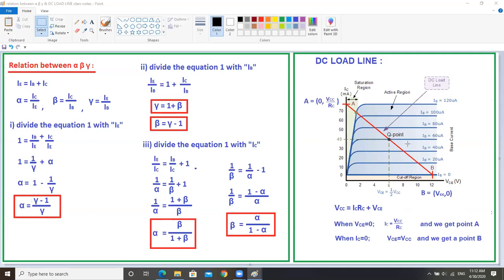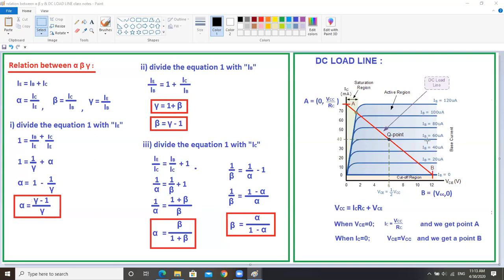Now, what is meant by this Q point? This is very, very important. This plays a major role in the case of DC load lines. What is the meaning of this Q point? The Q point, or operating point, you can otherwise call the quiescent point. The quiescent point or operating point is defined as the intersection point of your DC load line on the common emitter configuration output characteristics.